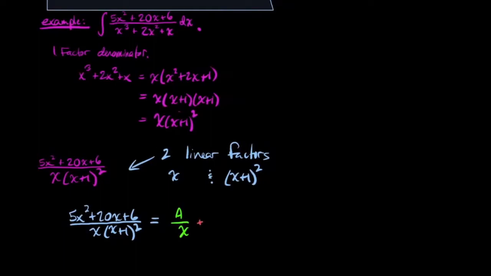And then for the second one, we can use any constant we want. Remember, we have to solve for them. So I'm going to use a, b, and c. Plus b over x plus 1 plus c over x plus 1 squared. Now, if that was an x plus 1 cubed, we would have another one right here that would go up to the cube. But it's not. So I'll get rid of that.